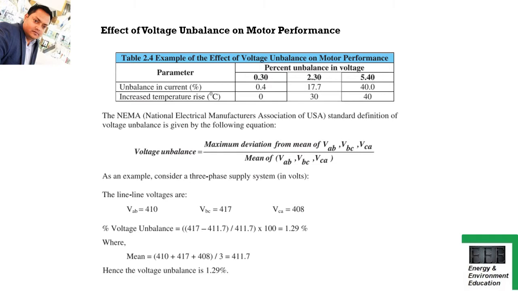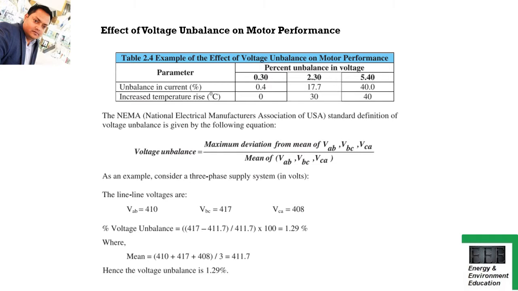So the voltage imbalance can be found in this way: 417 minus 411.7. The 411.7 is the mean voltage. So first of all, you need to calculate the mean voltage. In this case, the mean voltage is calculated as 410 plus 417 plus 408 divided by 3, which is 411.7. Once you calculate the mean voltage, you subtract it from the highest voltage, that is 417 minus 411.7, and divide by the mean voltage, multiplied by 100. So you get 1.29%. This is the voltage unbalance, friends.